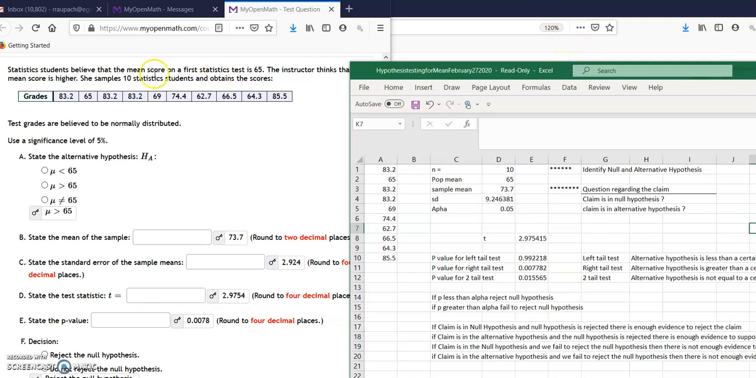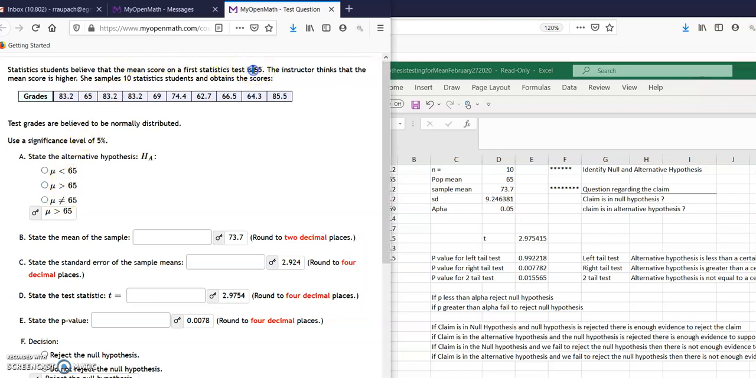All right, a group of students has a mean score of 65. The instructor thinks it's higher. So the null hypothesis is what they think it is, or what the initial word on the street is, so to speak. And the alternative is what he thinks it might be, so in this case, higher. So the alternative hypothesis is greater than 65, okay?